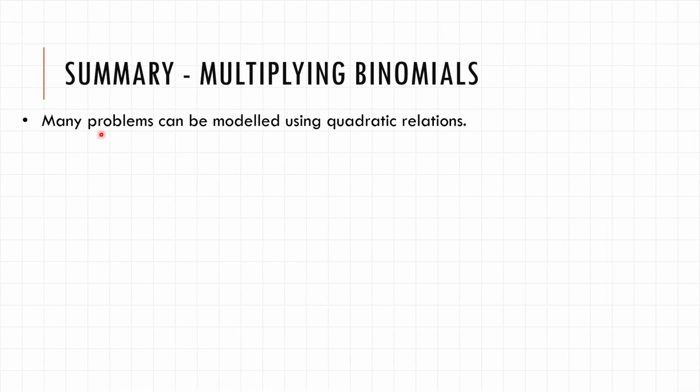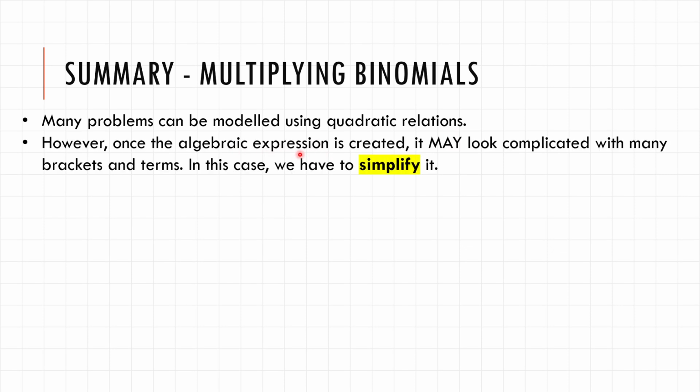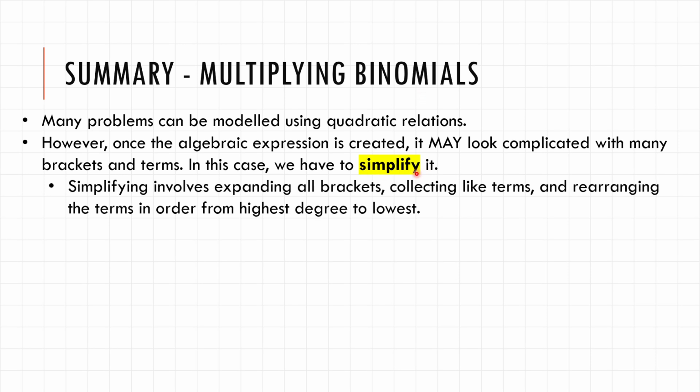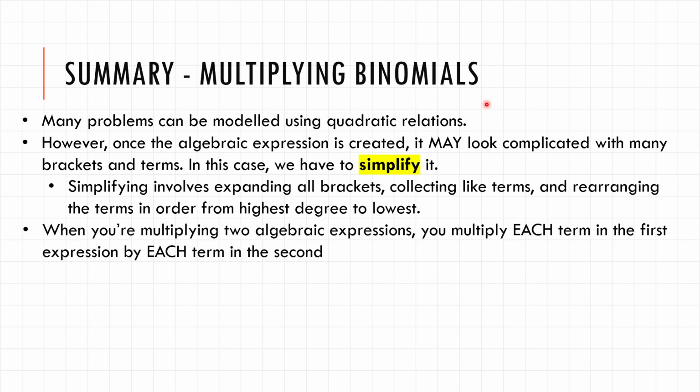In this unit, we learned that many problems in life can be modeled using quadratics, but once that algebraic expression is created, it can look pretty complicated. And we can simplify that, and to simplify quadratic relations, it's usually the case that we have to multiply two binomials. Generally, simplifying involves expanding all the brackets and collecting like terms, and then rearranging those terms from the highest exponent to the lowest. A binomial would have two terms each. But even if you're multiplying any two algebraic expressions, you just multiply each term in the first one by each term in the second.